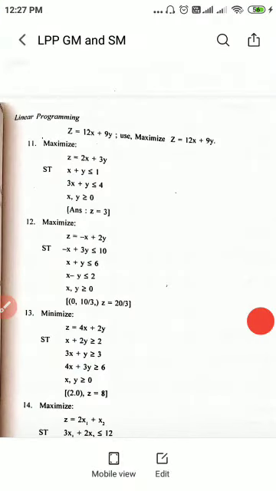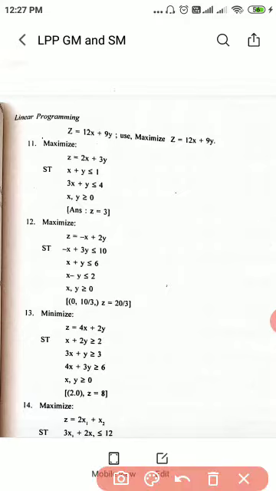the question as: maximize the objective function z equal to 2x plus 3y subjected to constraints x plus y less than or equal to 1, 3x plus y less than or equal to 4, and by default, as I already told you, decision variables are always positive, that is x and y greater than or equal to 0. So let's solve this numerical.